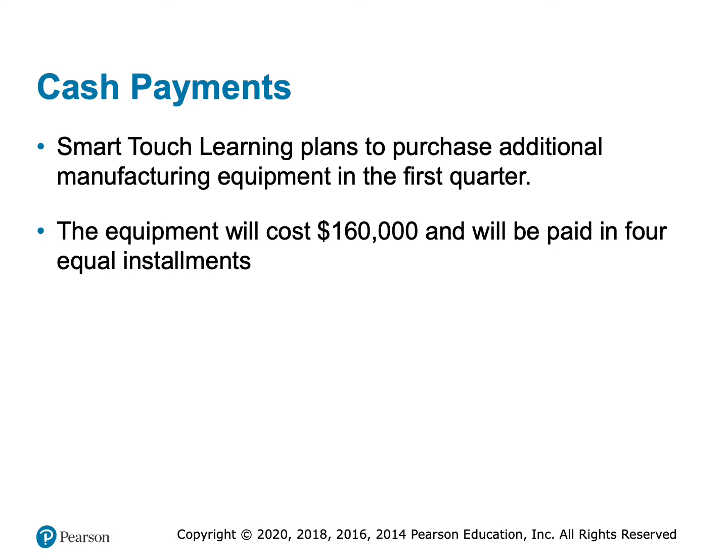So in our problem, we're told that we plan to purchase some additional equipment. We're going to buy it in 4 equal installments, and the total cost is $160,000. So $160,000 divided over 4 equal installments would be $40,000 per quarter.